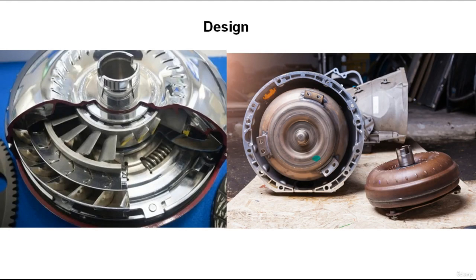Let's discuss right now the design of the torque converters. Torque converters are one piece. They are located between the engine and the transmission and are sealed, donut-shaped units that are always filled with automatic transmission fluid. All of the vital parts of a torque converter are housed within its shell.